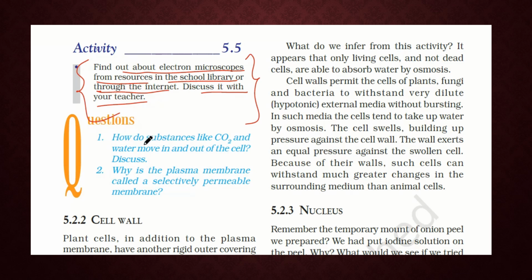How do substances like CO2 and water move in and out of the cell? Just now I have taught you each and everything in this class itself. So just take your answer book and answer the following questions. Why is the plasma membrane called a selectively permeable membrane? That also I have discussed in this lesson. Now we will see how the amoeba uses its plasma membrane to engulf the food in the next slide, and then we will move on to the cell wall and the nucleus, right?